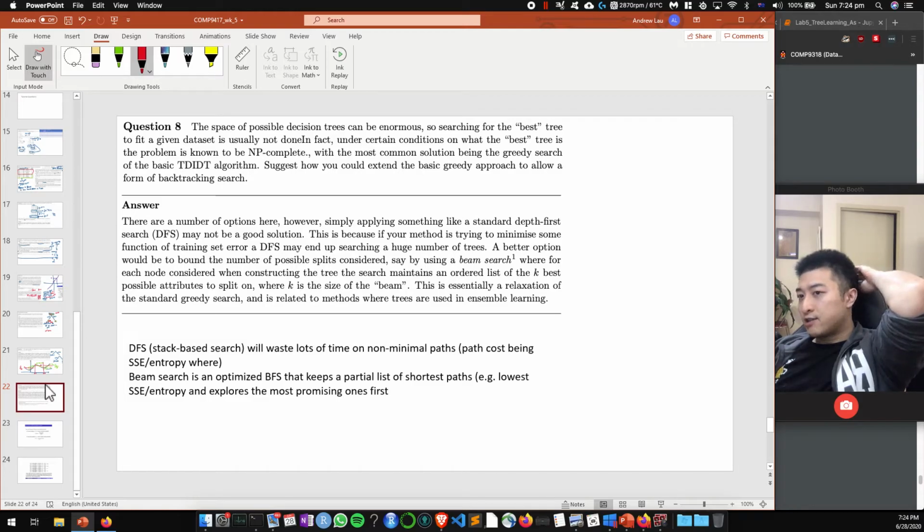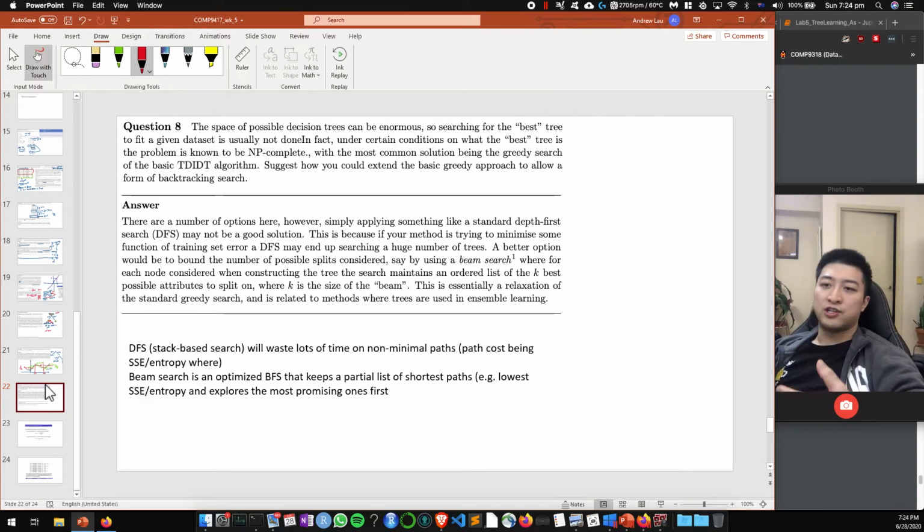What they're saying is when you're trying to search for the best splits, it's going to blow up computationally. It is known to be NP, non-deterministic polynomial complete. And the most common solution is some sort of greedy search. And they're just asking you to suggest how we could do some sort of greedy search to go about doing this.